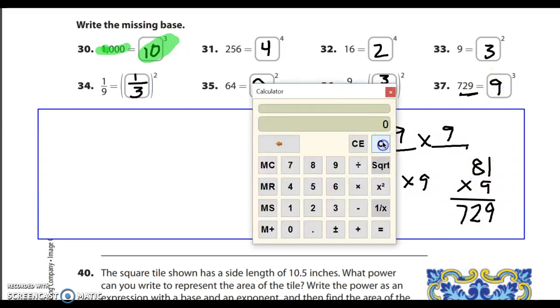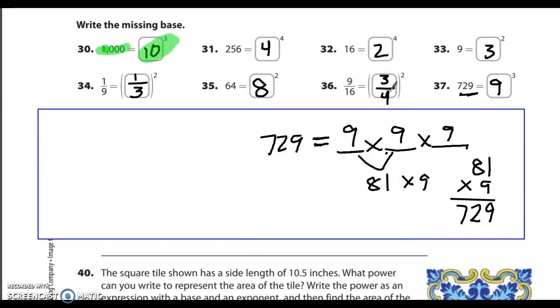And once again, you could check on a calculator. 9 times 9 times 9 is 729. It was right. Okay, good job. You're done with the beginning of this page. The next video will go into the word problems and we'll finish the page.